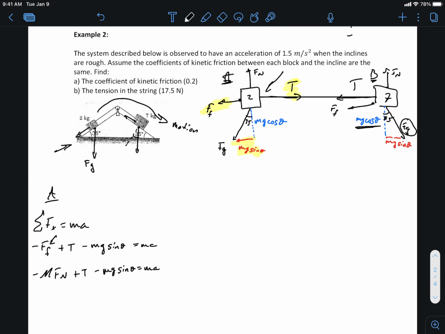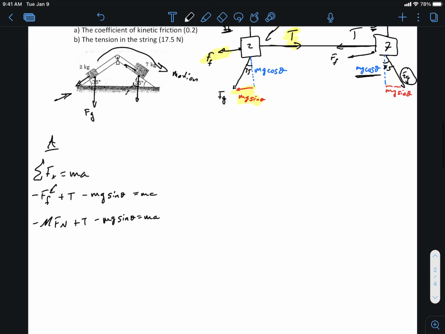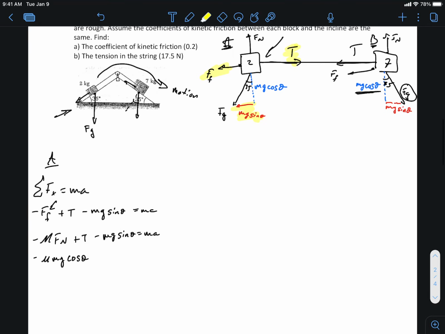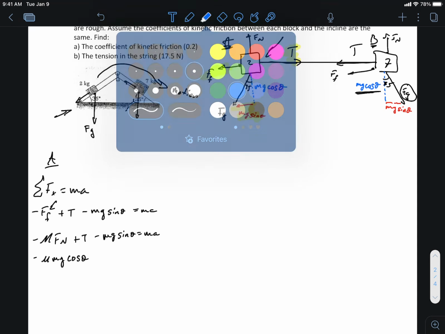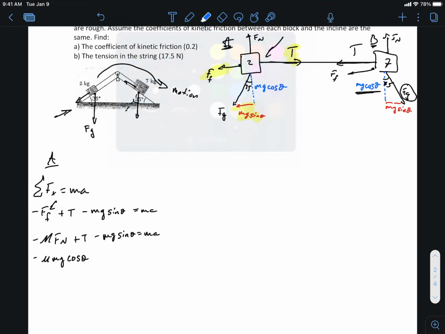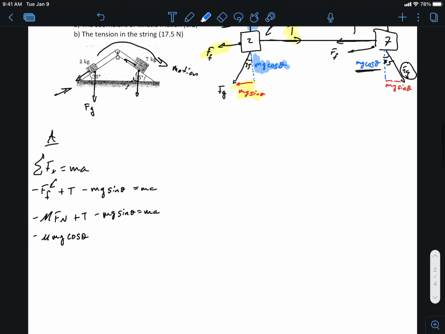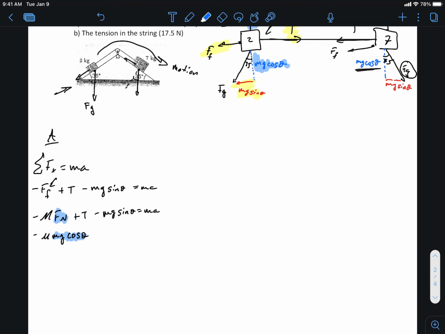Okay? We'll do one more line here, and then we'll plug in some numbers, because I think the numbers make this question a little bit easier, manageable for everybody. We get negative mu mg cosine, right? What does Fn equal to? Just to recap, Fn is equal to mg cos theta. Fn, mg cos theta, plus tension minus mg sine theta. Okay.